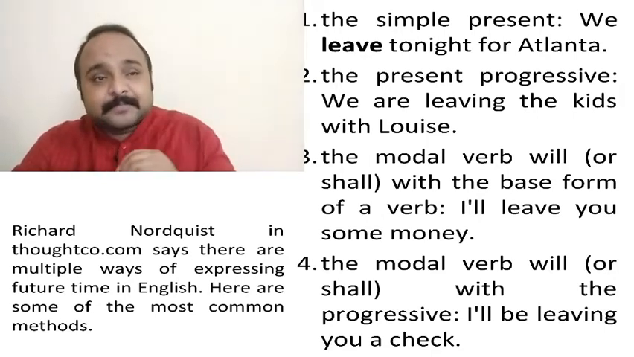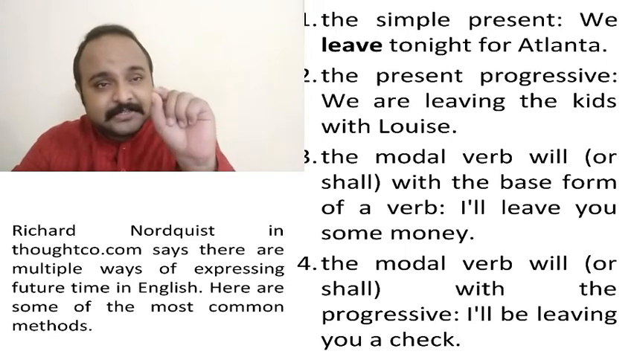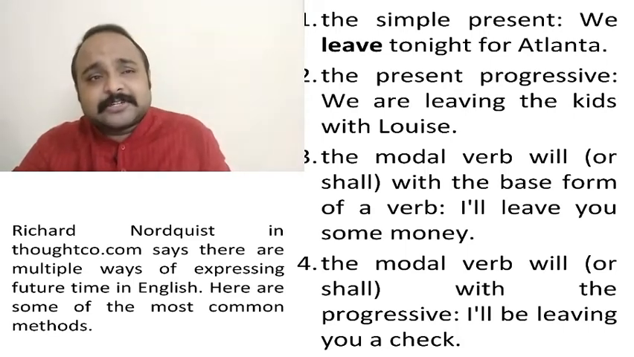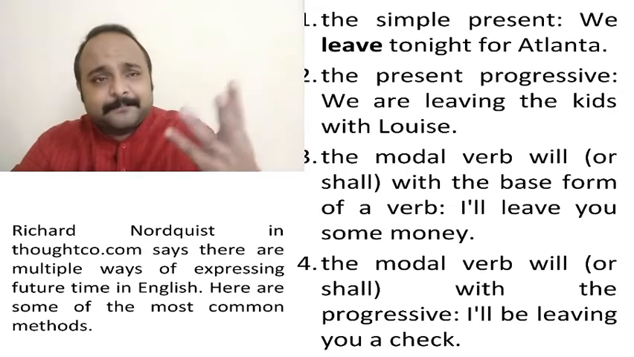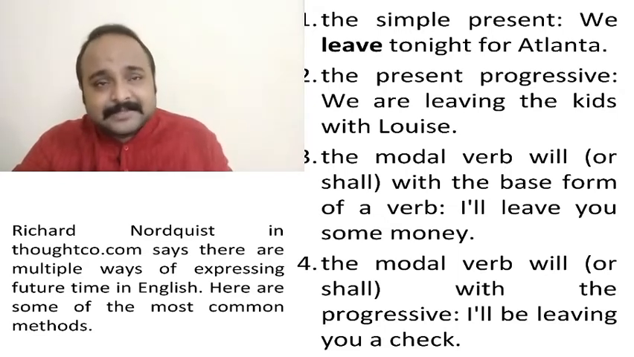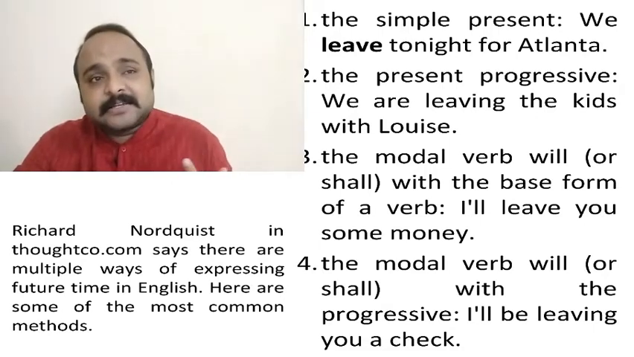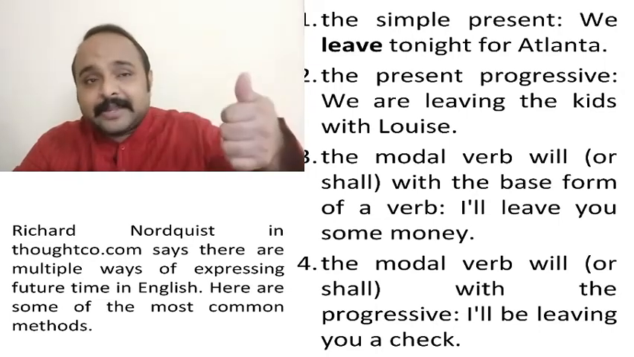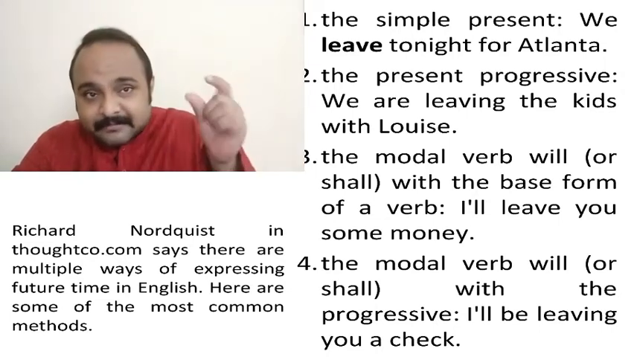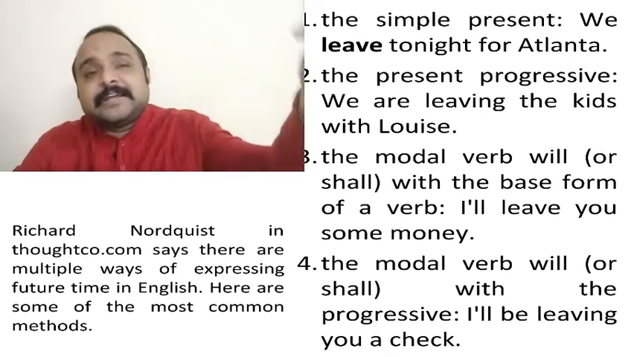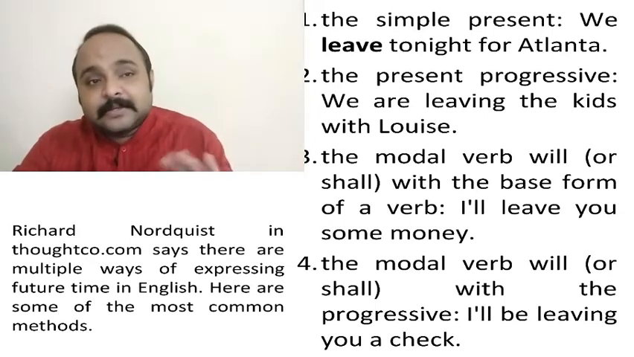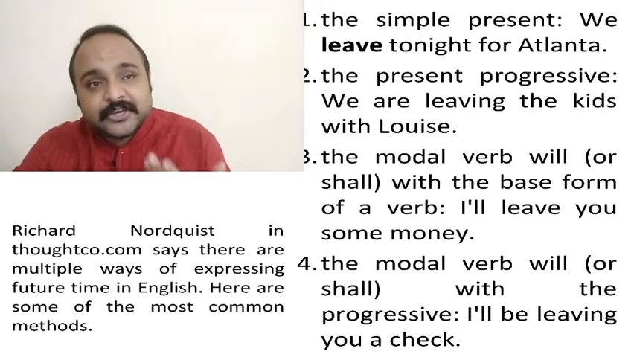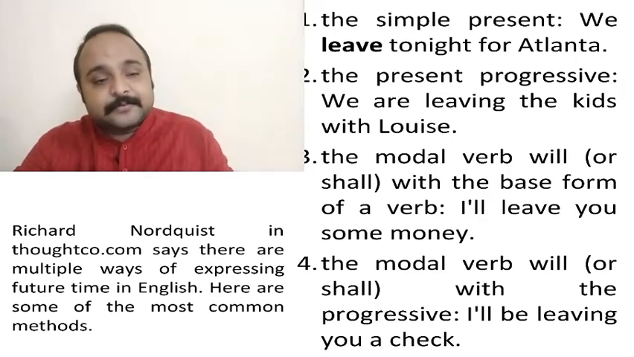Richard Nordquist in thoughtco.com says, there are multiple ways to express the future tense in English. Let's look at them. The simple present. Example, we leave tonight for Atlanta. Past tense of leave is left. To denote an event in the past, we may say, we left yesterday for Atlanta. Leave becomes left. To denote future tense, the verb leave does not undergo any change. So, we leave tonight for Atlanta.